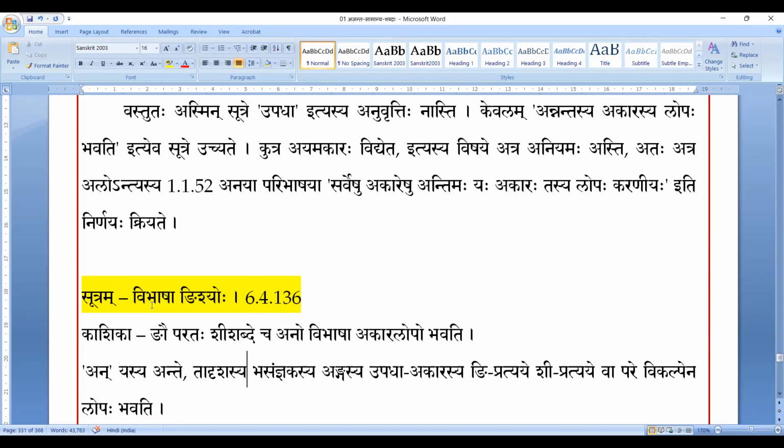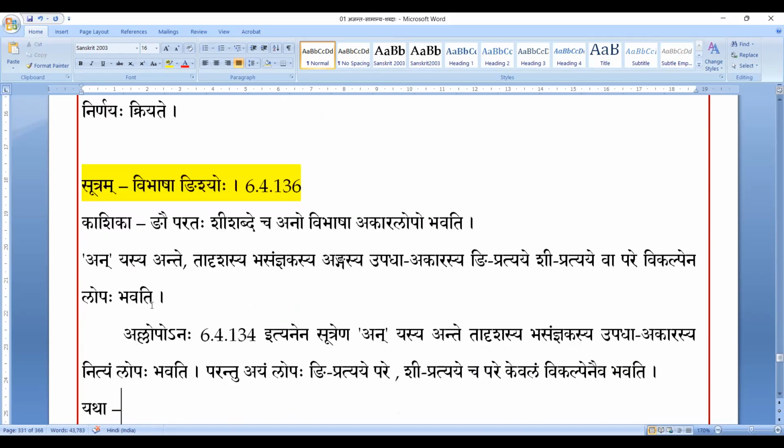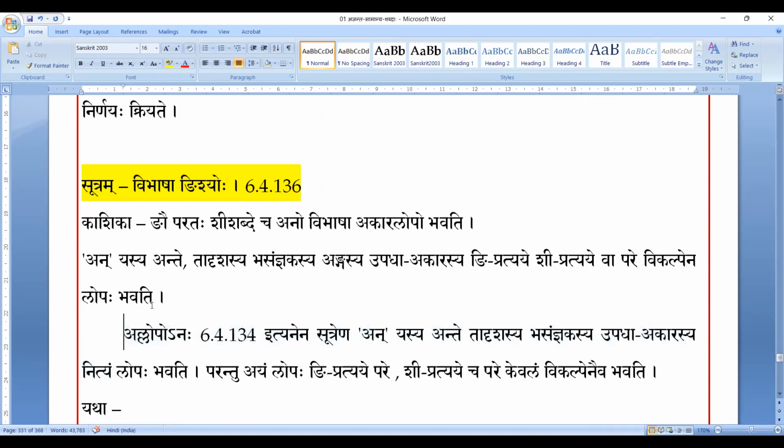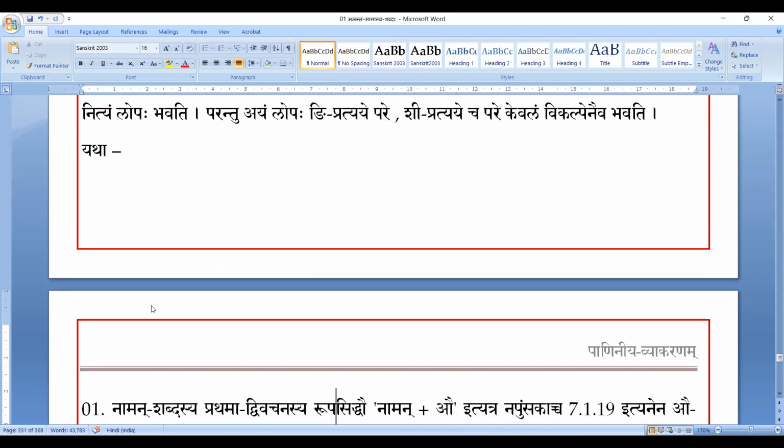So Anantasya, Yasya Tadrishasya, Bhasingikasya, Angasya, Upada, Akarasya, Ni Prate Pare, Tada, Shi Prate Pare, Vikalpena Lopaha Bhavati. So Allopanaha by that sutra, Anantasya Akarasya Lopaha Bhavati iti Uttam. That is made optional for Saptami Bhakti Ekavachanam and She Prate Pare 1, 2 and 2, 2. She means it is Napumsakalinga. Ni, the example we have seen in Rajan. Now we are going to see the example for she, that is Napumsakalinga.